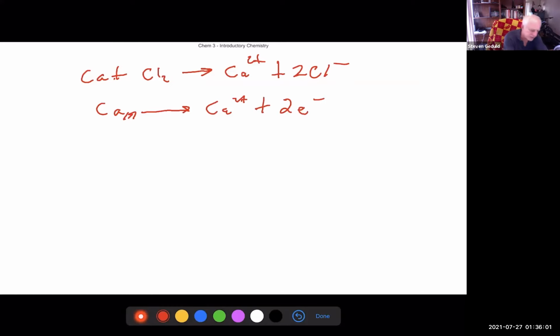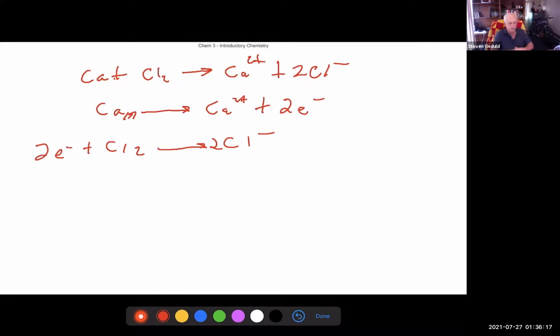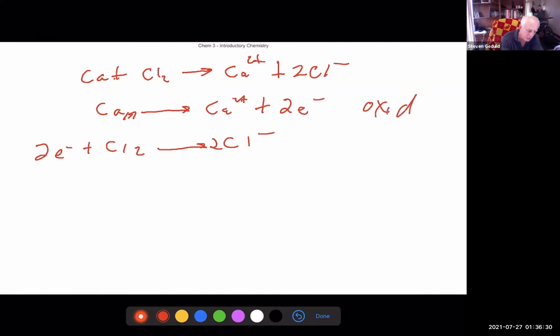Let's do chlorine. Cl2 goes to 2 Cl minus. Electrons have to go on the left side. So your charge is balanced. Calcium is being oxidized because it's losing electrons. Chlorine is being reduced because it is gaining electrons. You're adding electrons to it. There's your 2 half reactions.